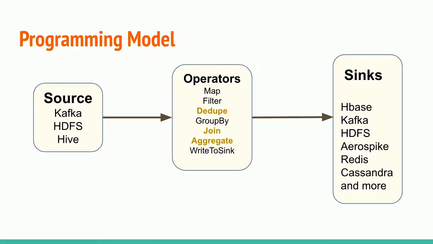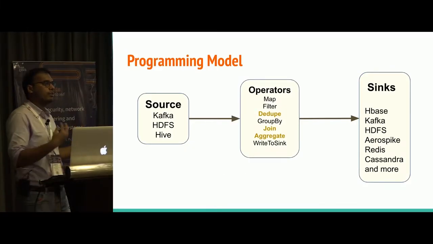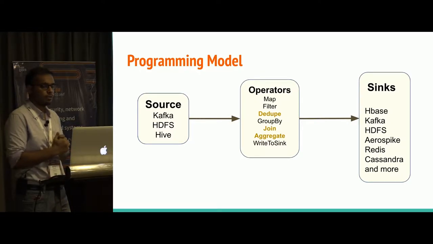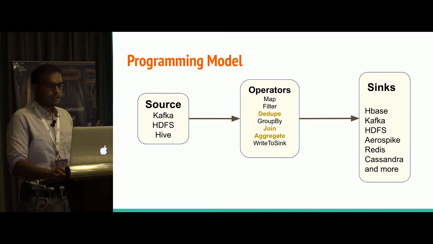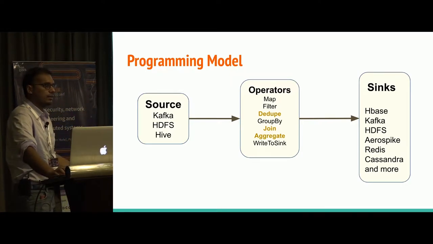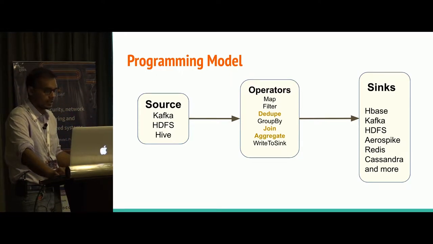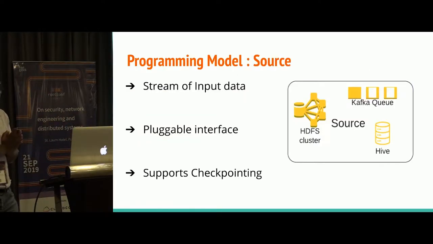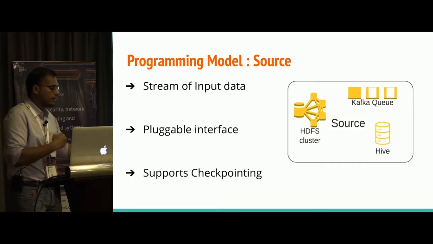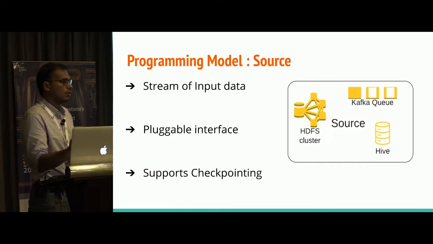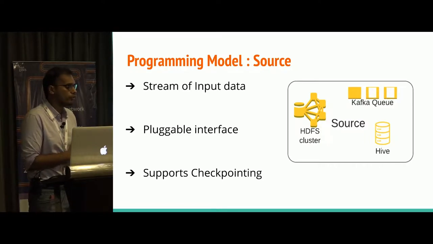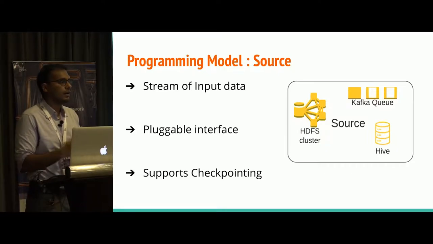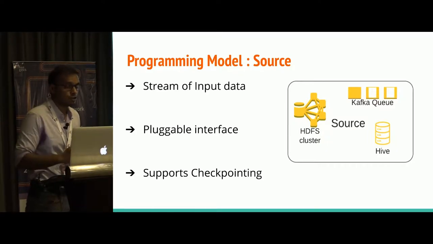I'll walk through each of the pivots and what in our mind we thought are the right constructs for offering to our customers who are basically writing stream processing jobs, right? So as I talked about, there are a bunch of operators. They connect from a source and they write to a sink. Right, that in a sense is our programming model. All the interfaces are pluggable, so you can plug in different sink implementations. Tomorrow, if you want to write some data to Redis, you can just implement the Redis sink, and that's done. The rest of the code does not change.